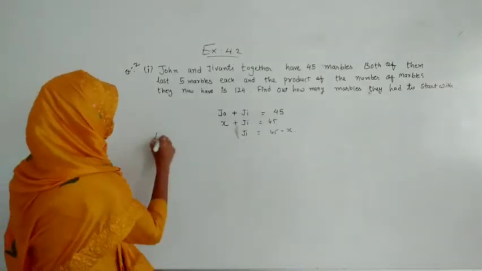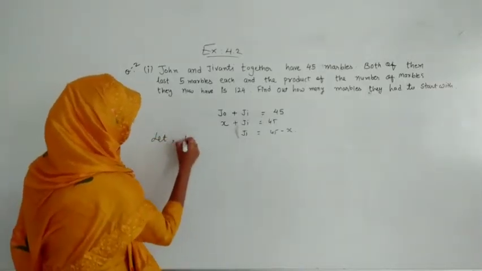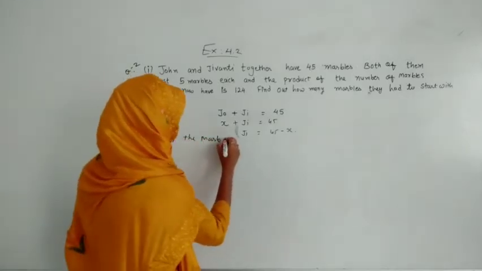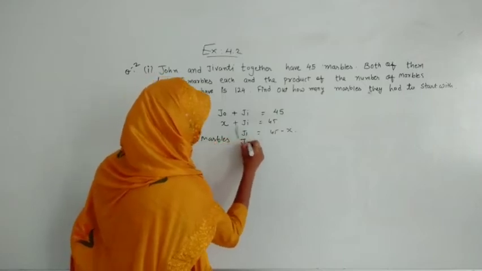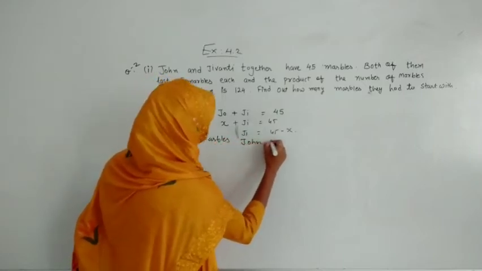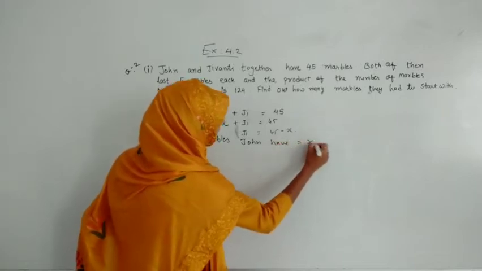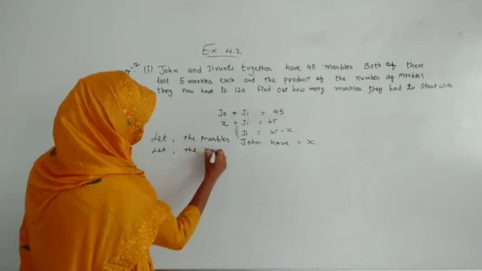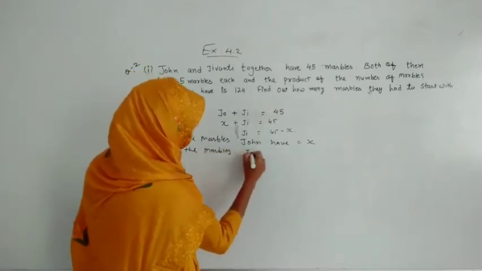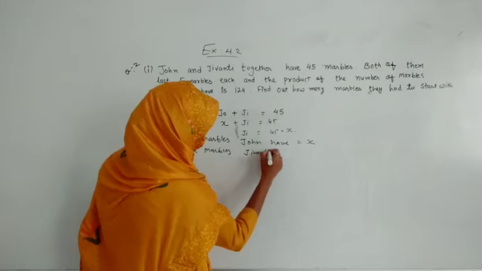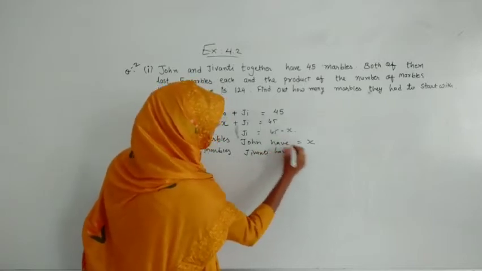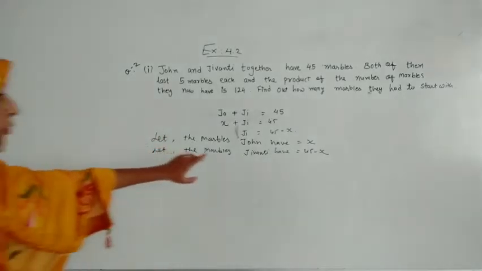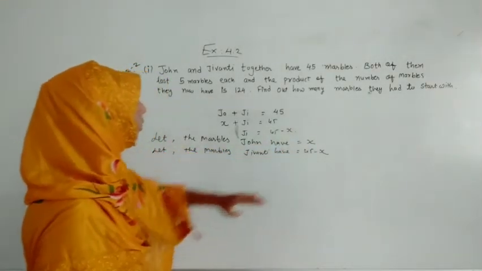So here we will guess it in the form of a statement: let the marbles John has be x. Let the marbles Jivanti has be 45 minus x. So this is how we will use one variable only but in a different form.